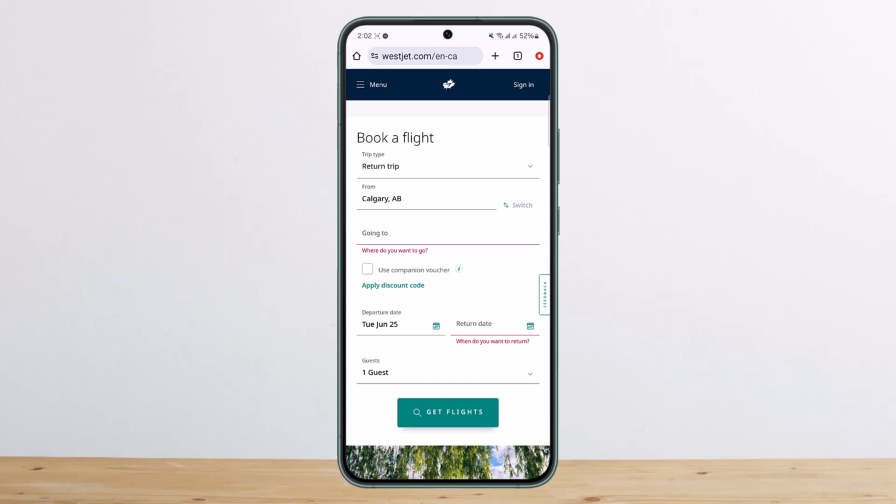Well, I'll just be guiding you through. Redeeming your WestJet dollars is quite easy. You can use your WestJet dollars to pay for flights or vacation packages.